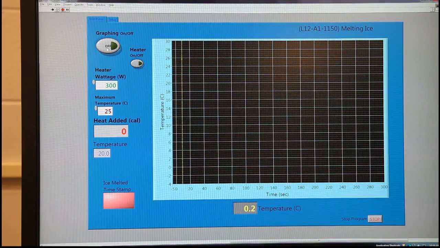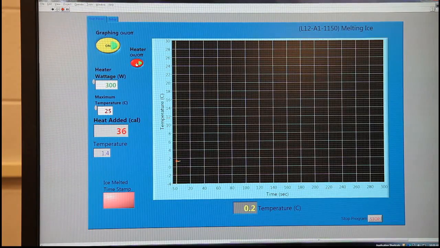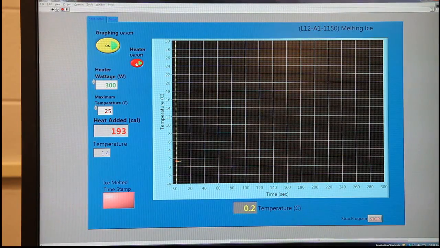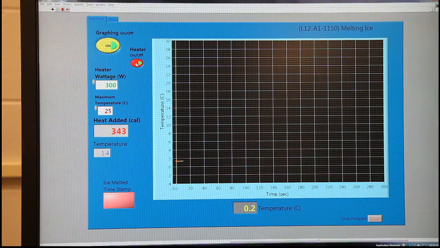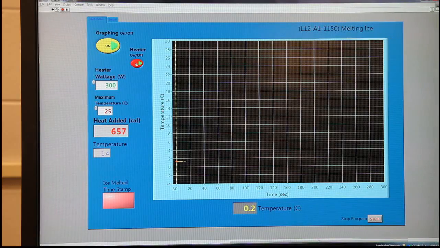Here they begin graphing. The VI is written in such a way that it will turn on and off certain parameters that are preset. Here they control the heat pulsar by a button on the VI, and it also tells them then the amount of heat being added during this experiment.